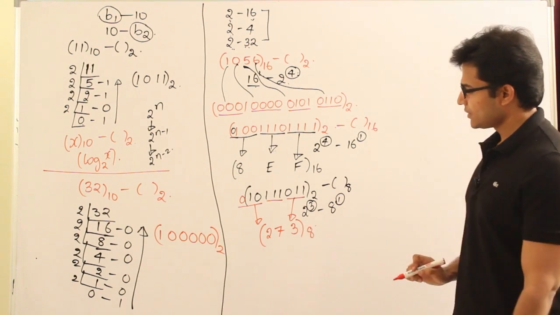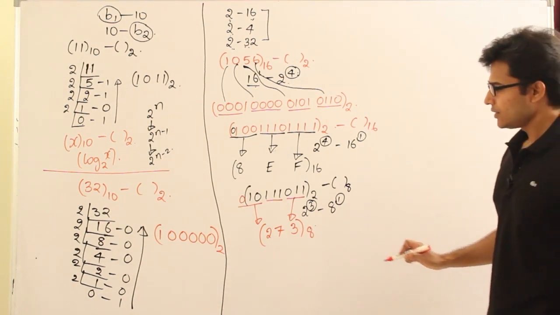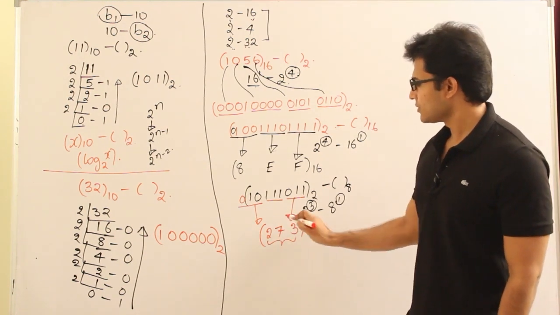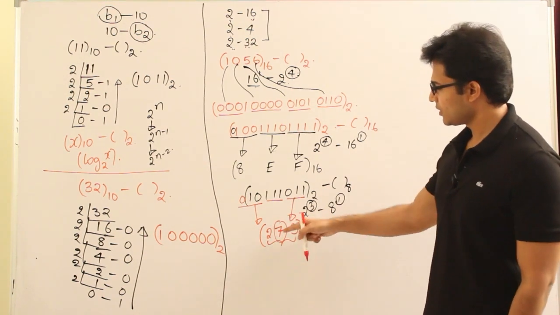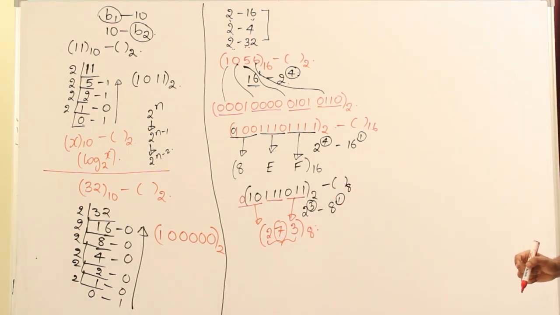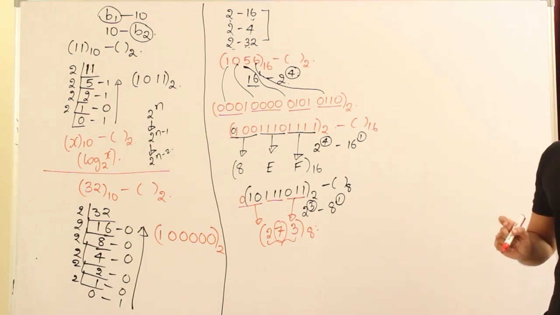Is this a valid base 8 number? Check this. All the digits have to be less than 8. Yes, they are all less than 8. 7 is also less than 8. Therefore, the number is valid and we have converted base 2 to base 8. Got it? And how do we convert base 8 to base 2?